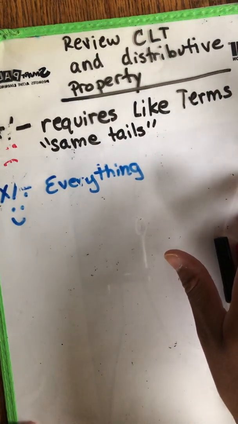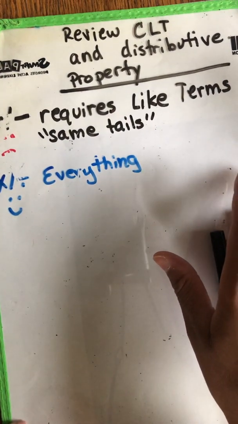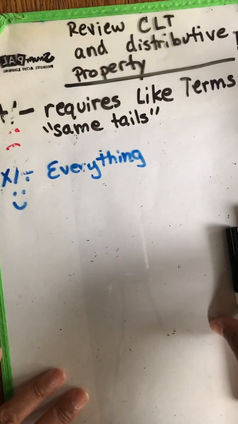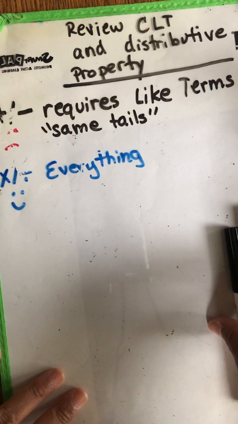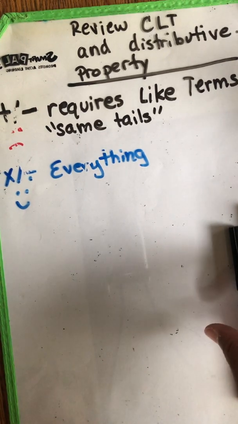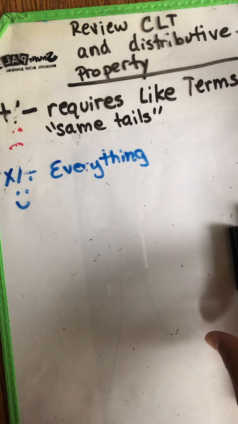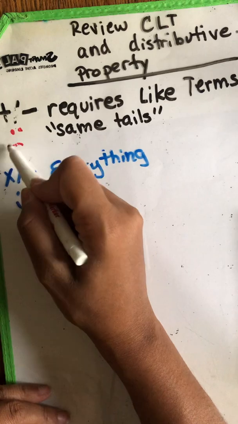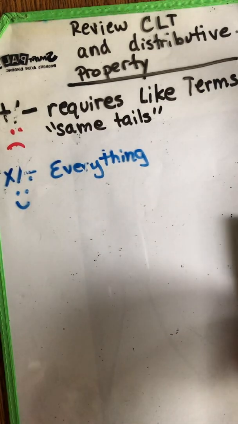We're going to be reviewing combining like terms and the distributive property. Adding and subtracting requires the combination of like terms, or items with the same tails, the same exact variable and the same exact exponent.